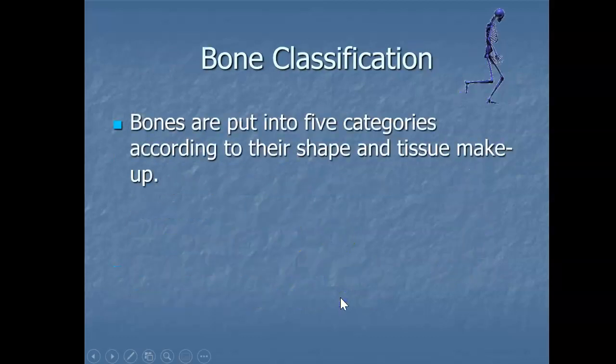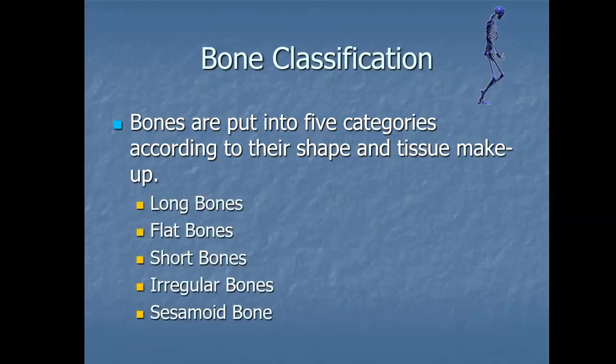Bones are classified into 5 different categories that are based on their shape and the arrangement of compact bone tissue and spongy bone tissue within them. The 5 categories are long bones, flat bones, short bones, irregular bones, and sesamoid bones.